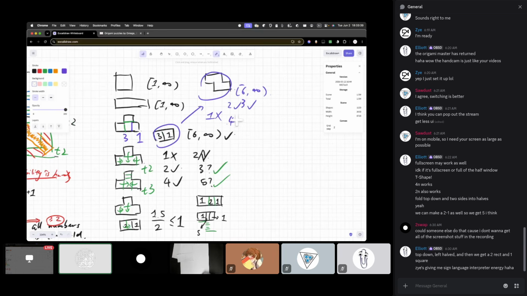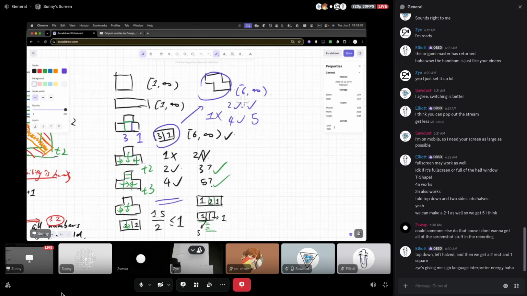4 is possible by the thickness 2. I mean, if you have anything, then you have all multiples of that thing. And then for 5, you do it the same way. You can do it with the 1-2-1 method, or you can do it with the 2-1 method. Both also carry over to the Z shape.